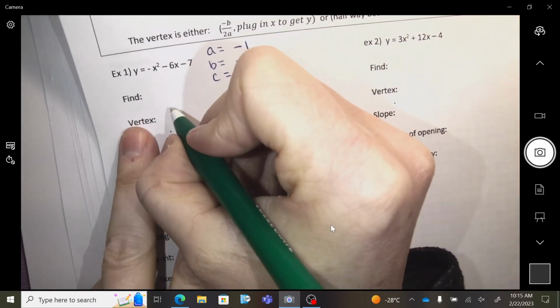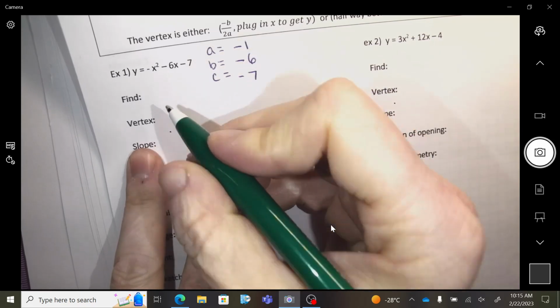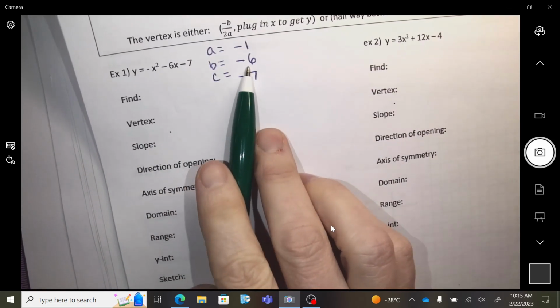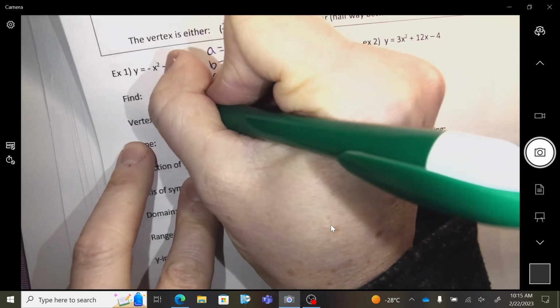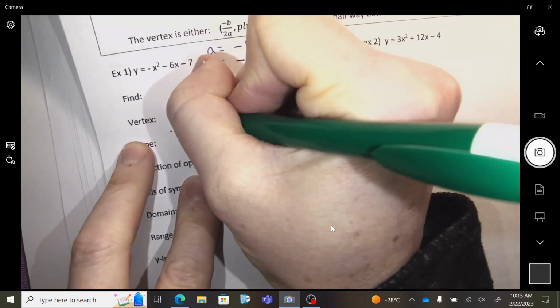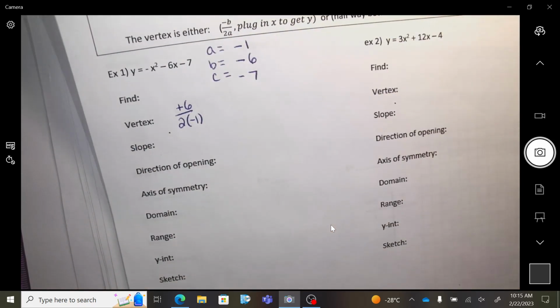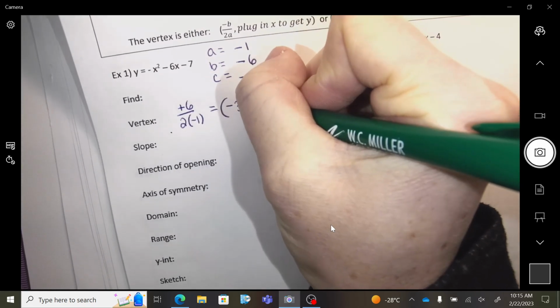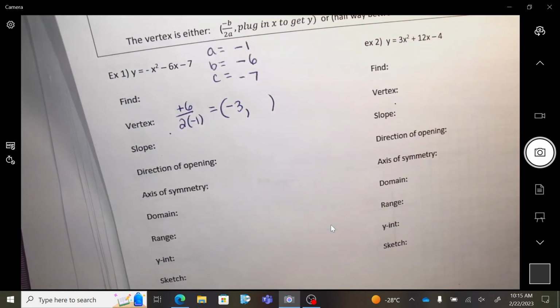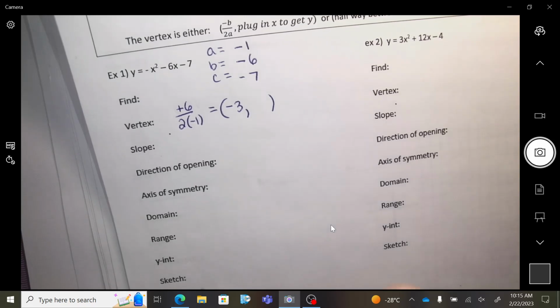Okay, so the vertex is negative b over 2a. So what is the opposite of my b? Positive 6 over 2 times negative 1, which comes out to be what? Negative 3. Then I'm going to plug a negative 3 into the equation. So it's going to look like this.